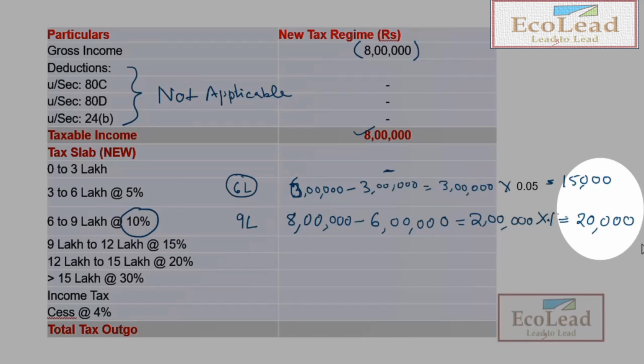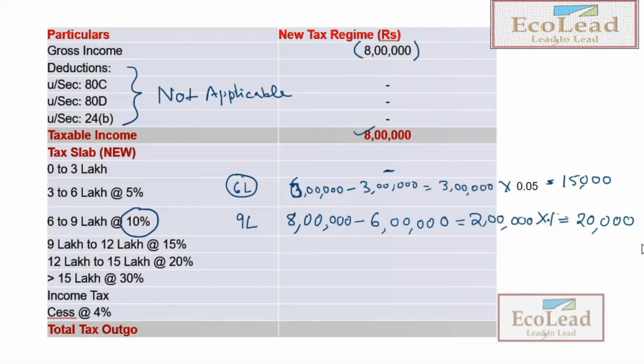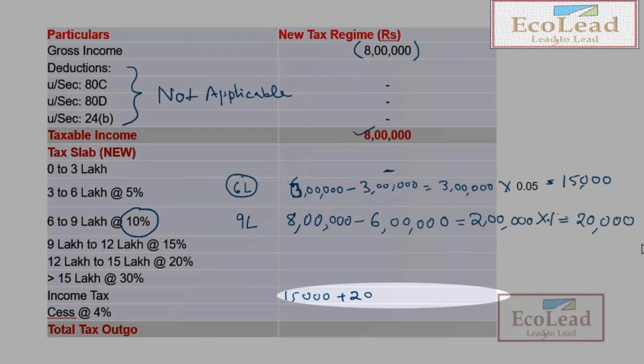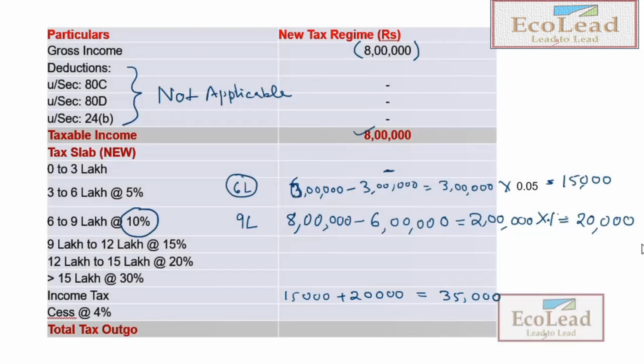If we add these two, the total income tax will be 15,000 plus 20,000 equal to 35,000. Now on this 35,000, cess of 4% will be applicable. So we will multiply it by 0.04 and the value will be 1,400 rupees.